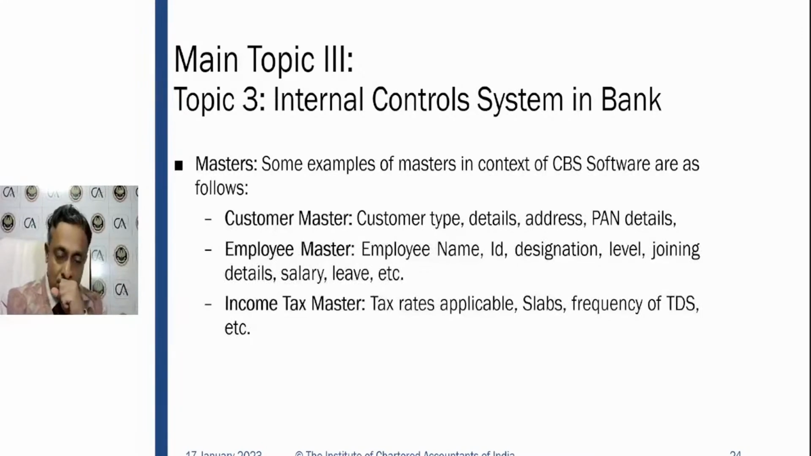Then employee master: employee name, ID, designation, level, joining details, salary, leave, and you can add more details, employee PAN number, employee's TDS status. So all this can be part of employee master. Then tax master, income tax master, tax rates applicable, slab, frequency of TDS. Can you give a hint that one I want you to update? Which fourth point you want to add?